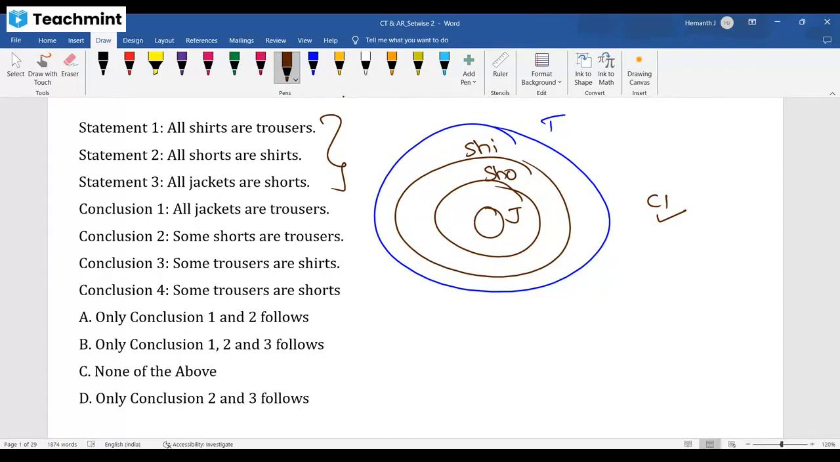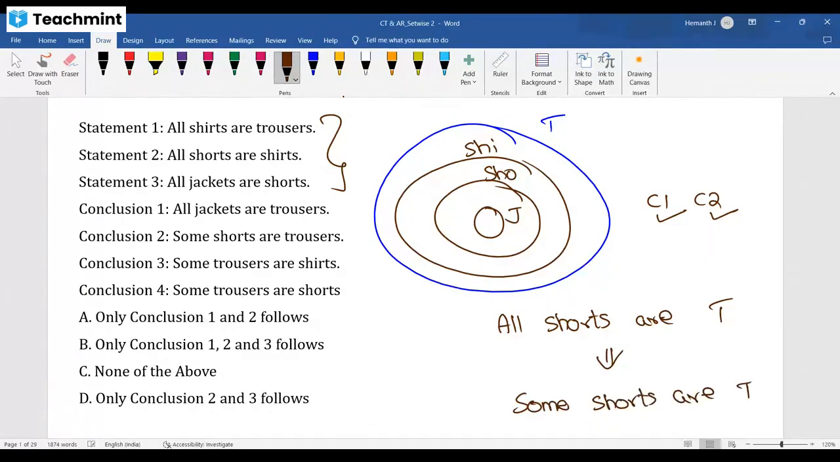All shorts are trousers, but still some is always true. Whenever all comes, some is definitely true. So here some is definitely true. This is what I'm telling a number of times from the previous session, and maybe in that basic video also.